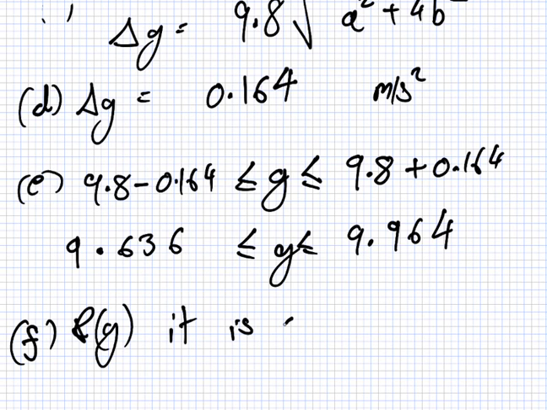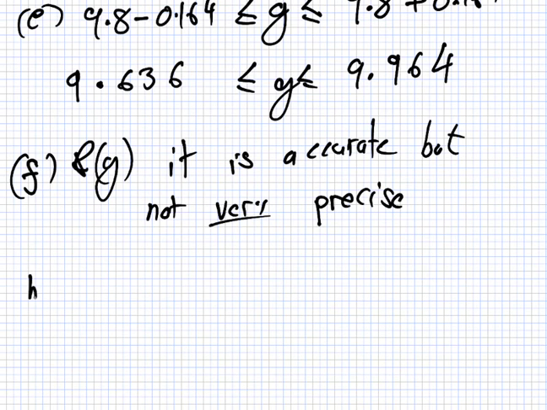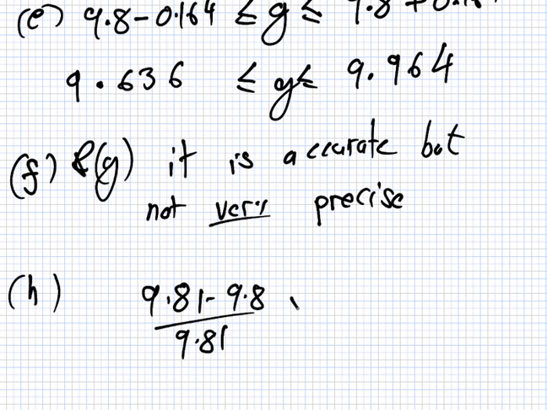So for F and G, it is accurate but not very precise. And then the last one, H, is the relative error. So that's 9.81 minus 9.8 all over 9.81 times 100 over 1. What's that, please?